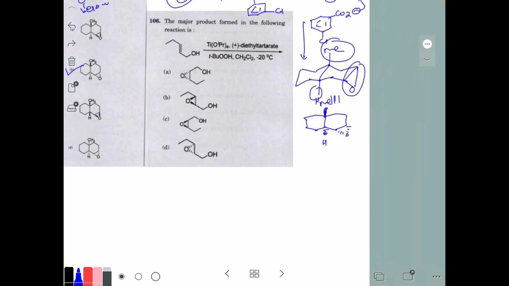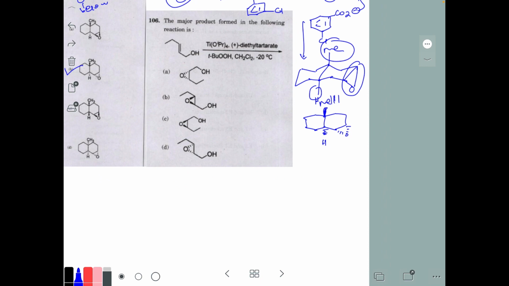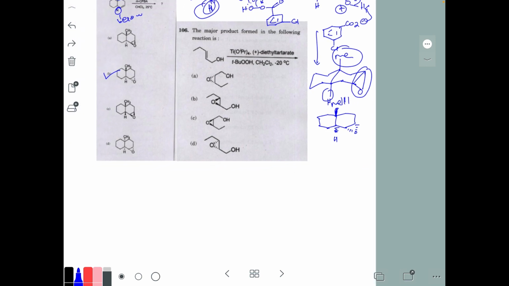The next question is: the major product formed in the following reaction. Okay, this is simply a Sharpless epoxidation reaction. Here we have to follow a few points that I will tell now. The first point is we have to give numbers to the given alkene.